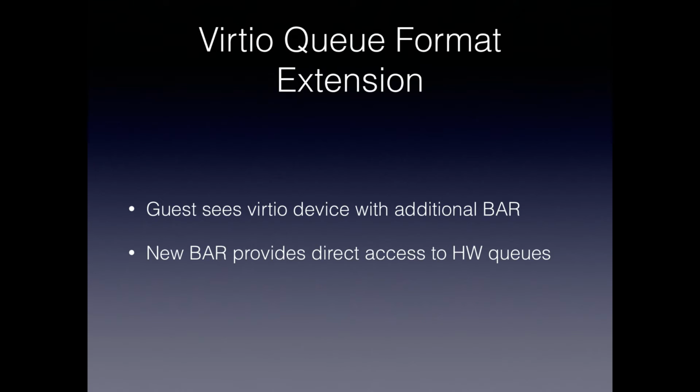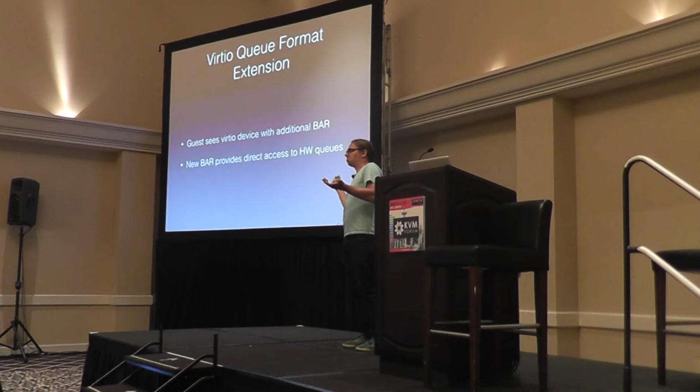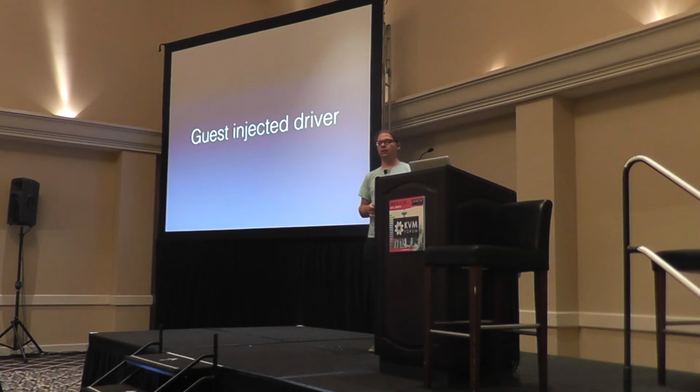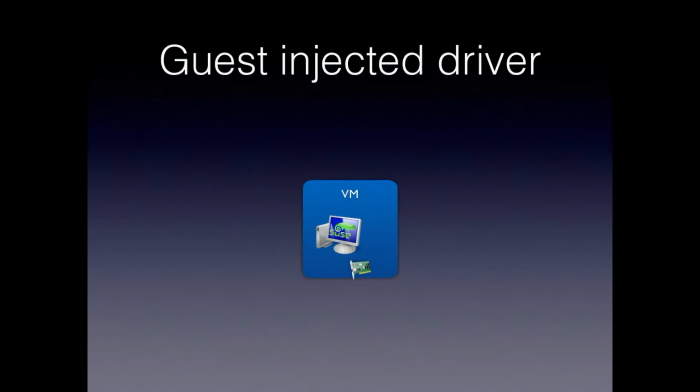With this, you basically get a new bar for the new rings, but then you have direct access to hardware queues, which means you can be faster if you have acceleration support for them. Or you could do something very nasty and fancy, which is something that I stole from VMware as an idea.